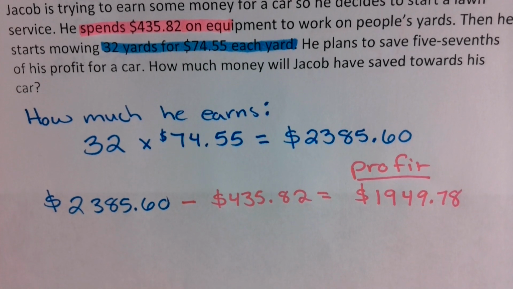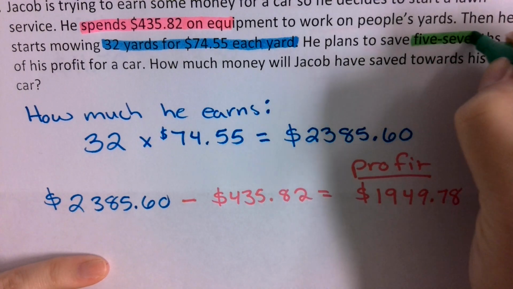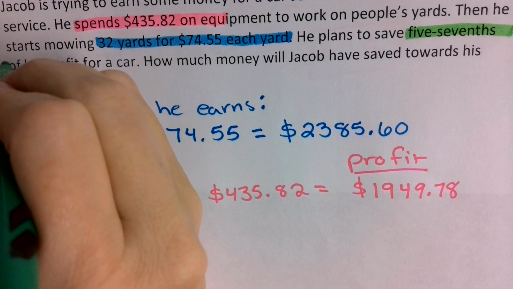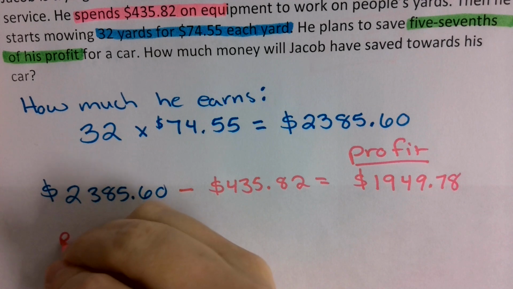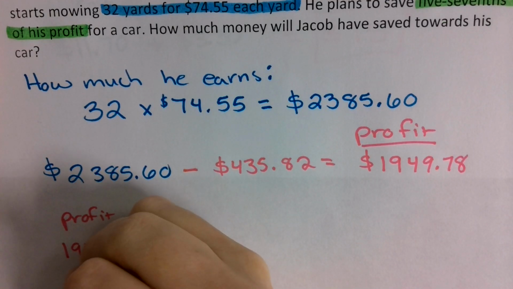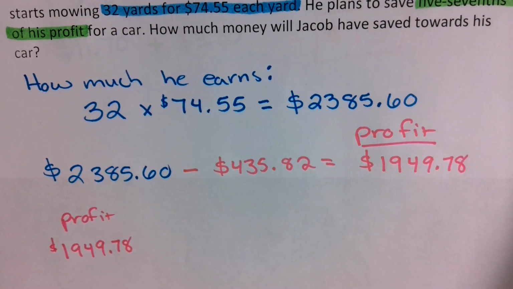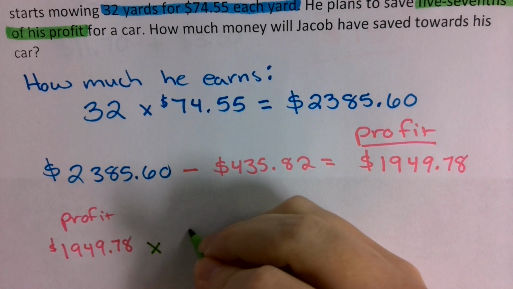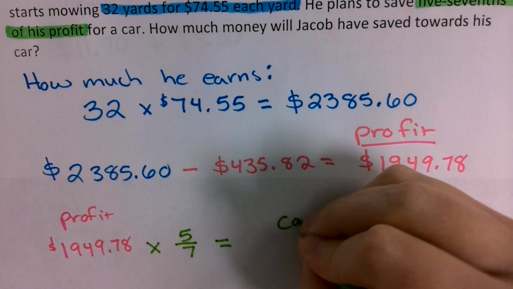So what we need to do now is take our profit and multiply it by 5/7. 5/7 of the profit. That keyword of, you are going to multiply. So we're going to take our profit, which was that $1,949.78, and we're going to multiply it by the 5/7. And that's how much is going to go towards his car savings.